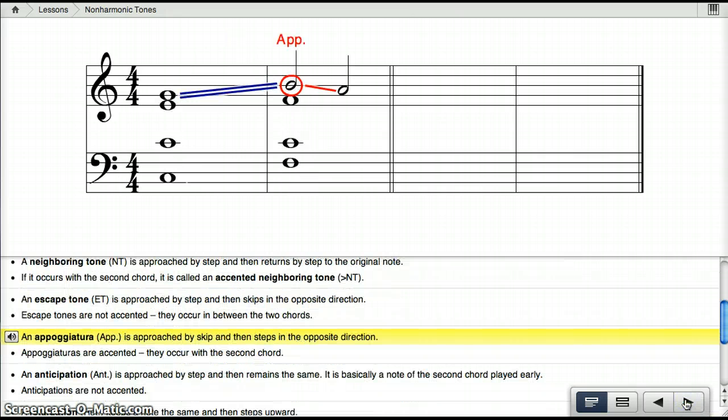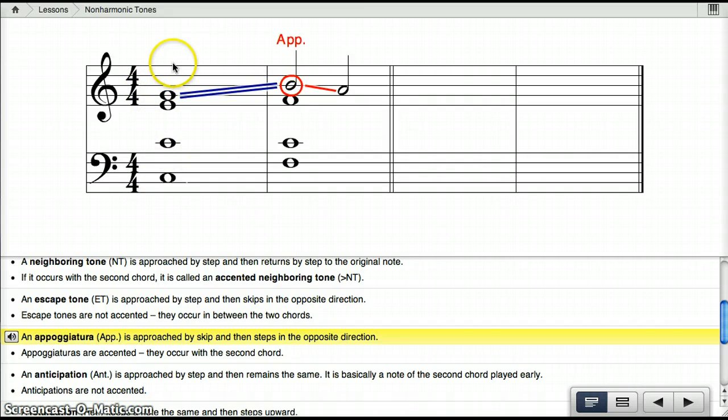An appoggiatura, labeled APP, is approached by skip and then steps in the opposite direction. So the combination is the same, but the order is different. The order is what's important here. First you have a leap. Here we have the soprano going a major third from a G to a B, and then falling in an opposite direction by step to then fall into the harmony.